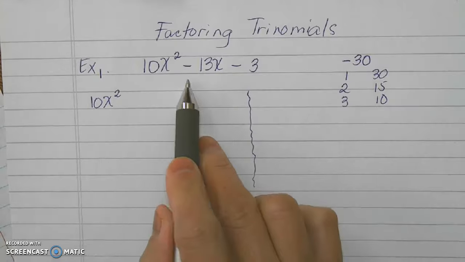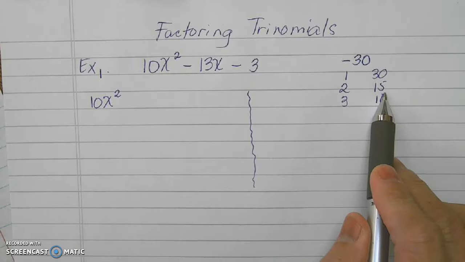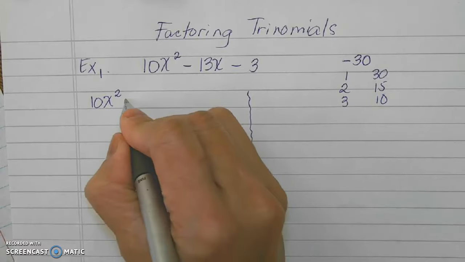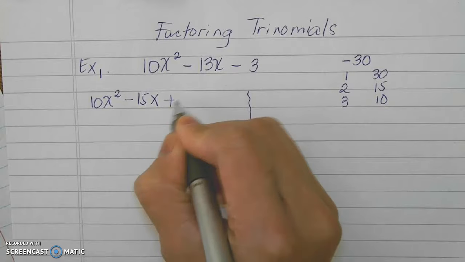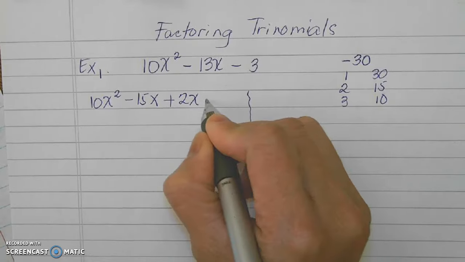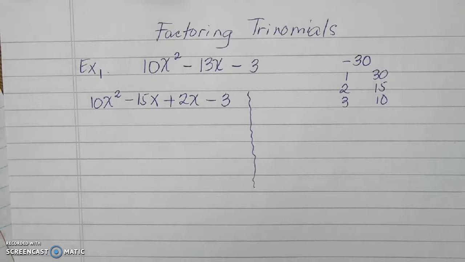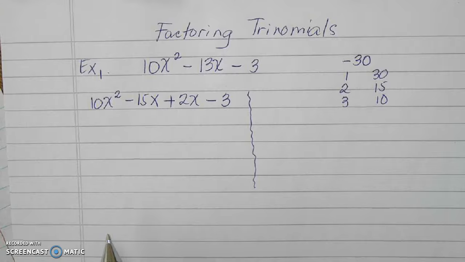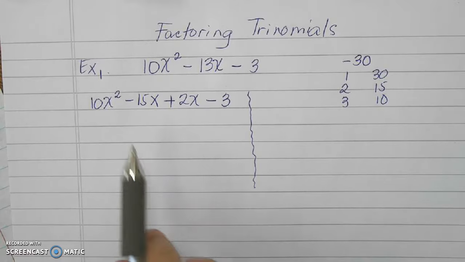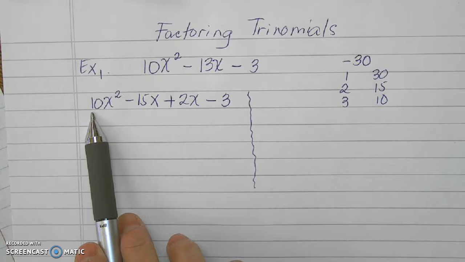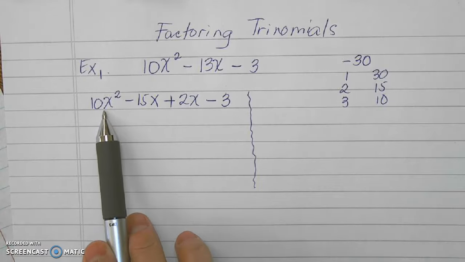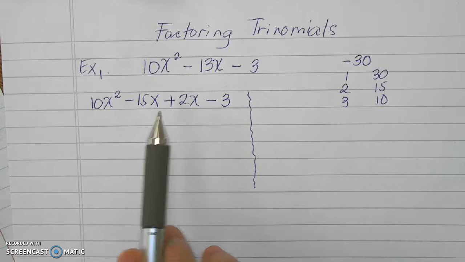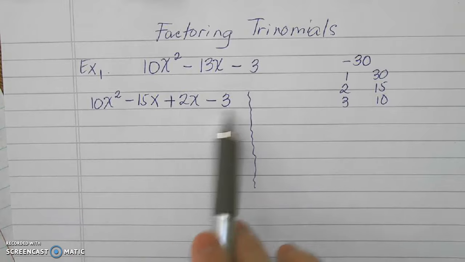And I will replace my negative 13 with this, following the correct signs. So I will have negative 15x plus 2x minus 3. Now we're going to apply the common monomial factor, or what we call factoring by grouping, which you learned beforehand. So I'm going to factor this by grouping. I'm going to group these two together and group these two together.